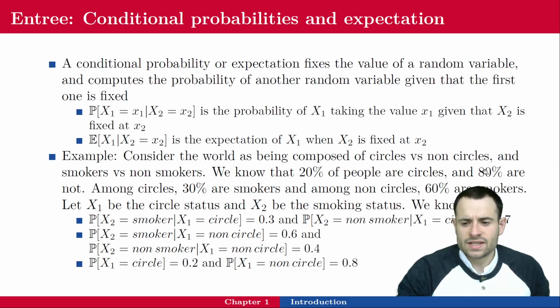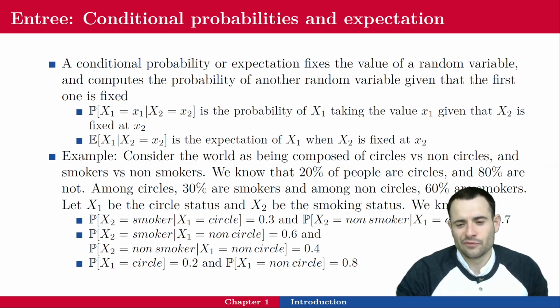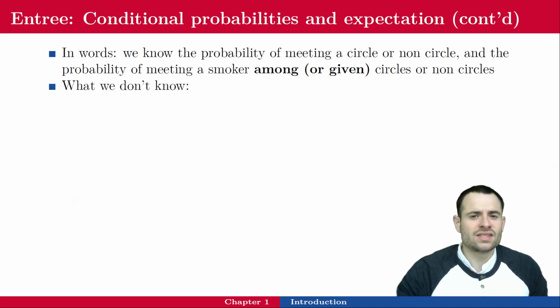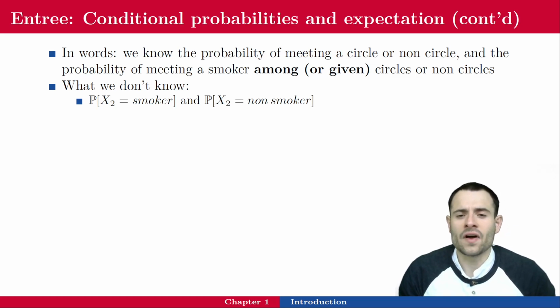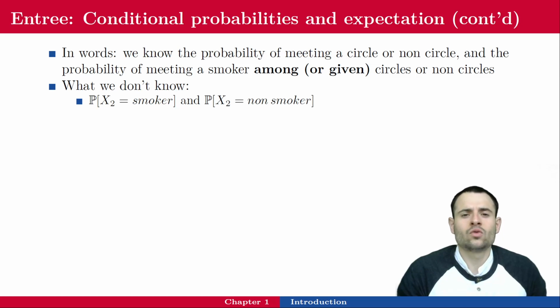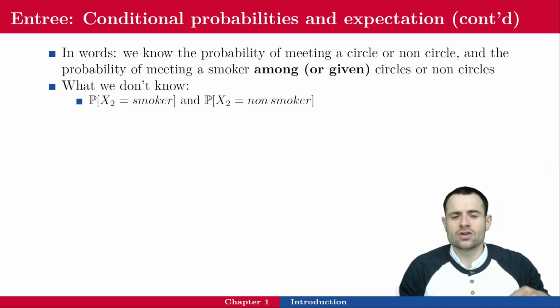Now, it's important to know what we know, but it is also important to know what we do not know. Given the statistics I just gave you in the previous slide, what we don't know is the probability of finding a smoker. We only know that we have smokers among circles and smokers among non-circles, but overall, we do not know the proportion of smokers in the population. So we do not know the probability of meeting a smoker or meeting a non-smoker. We only know these probabilities when looking at circles or when looking at non-circles.